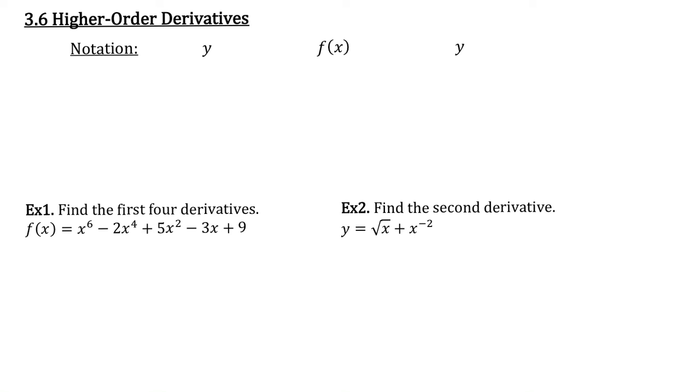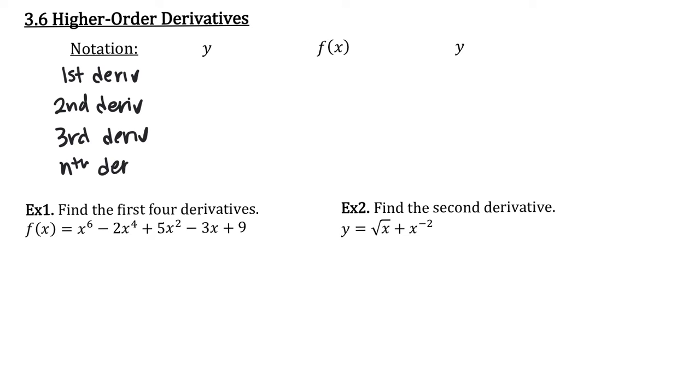Okay, in 3.6, we are doing higher order derivatives. And first I'm going to show you the notation. So let me make the list. If I do the first derivative, which is what we normally do, and then we'll do the second derivative, third, and then we'll do the nth. Okay, this is just to show notation.